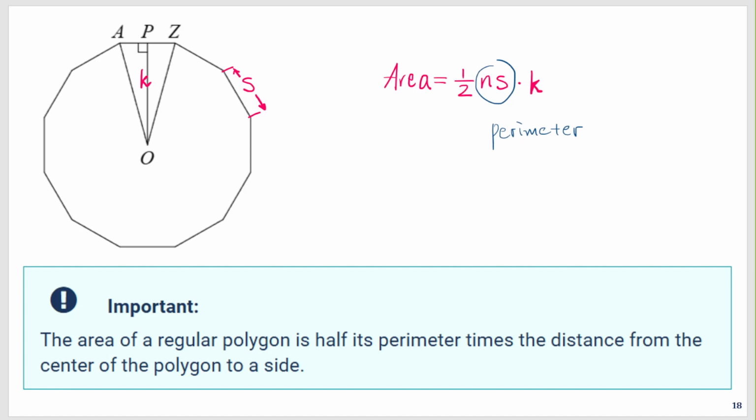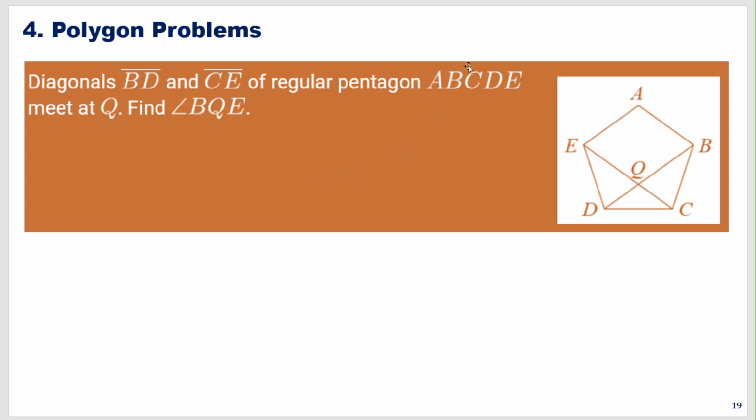Okay, have you finished? Okay, then let's put what we have learned so far together to solve some typical polygon problems. So let's have a look at another problem here. Suppose we have a pentagon ABCDE here. Diagonals BD and CE meet at point Q. Can you find the angle BQE?